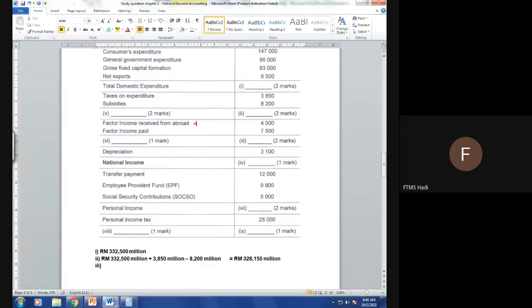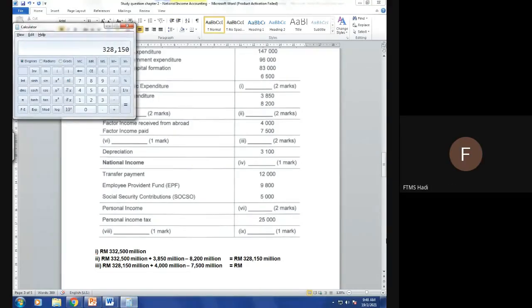So as you can see here, RM 328,150 million plus 4,000 million minus 7,500 million. So you get 324,650. Okay, 0 plus 4. Same, is it this one? Yes, sir. Yeah, 3246.